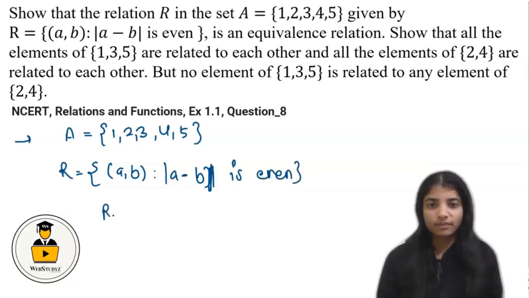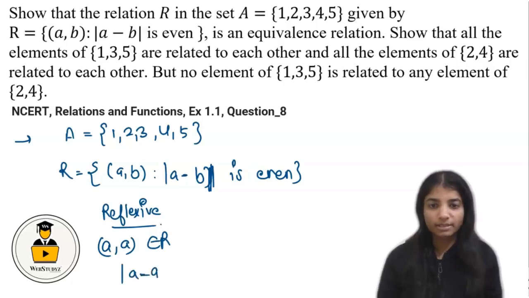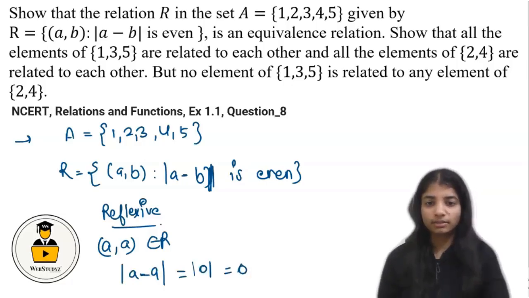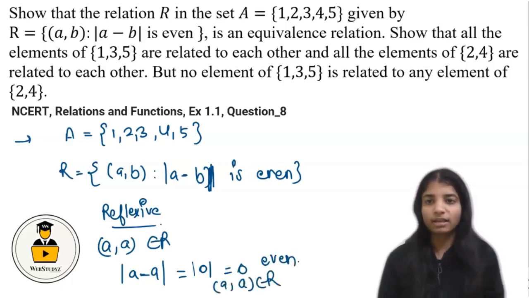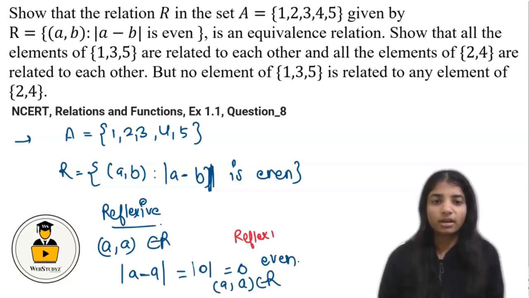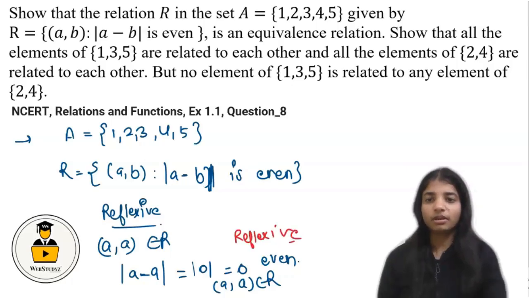Firstly, we are considering the reflexive property. The relation is reflexive if (a, a) belongs to R. The relation is |a - b| is even, so here we consider |a - a|, and a - a is 0. So |0| is 0, and we know that 0 is always even, so we can say that (a, a) belongs to R. If it is so, then this relation is reflexive.